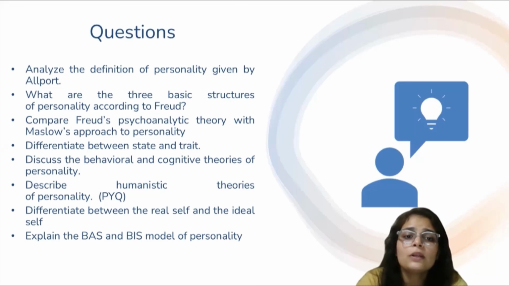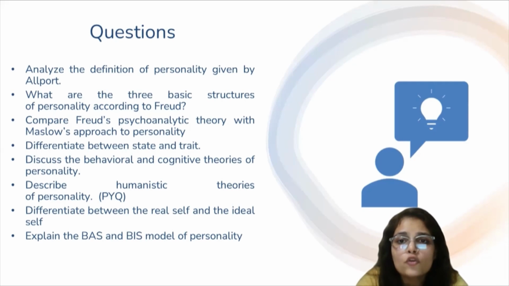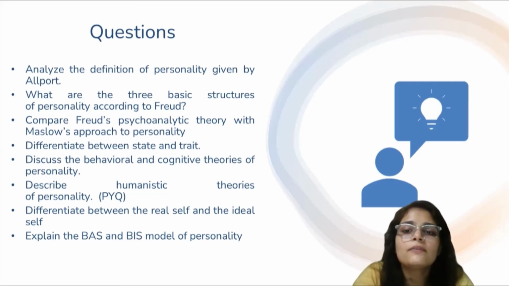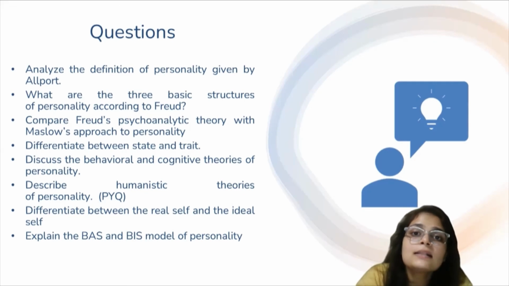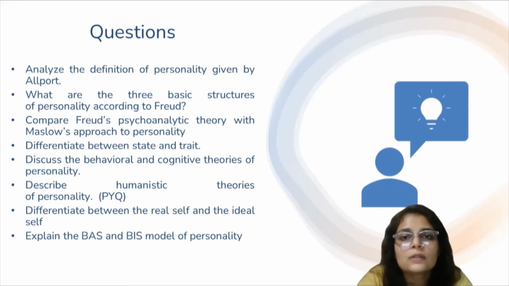Next is differentiate between state and trait. I've already explained this, and you can go back and revise it. A state is a temporary state of emotion or thought, whereas a trait is relatively stable or consistent over time. A state is when a person says I'm feeling anxious, whereas a trait is I'm a very anxious person.